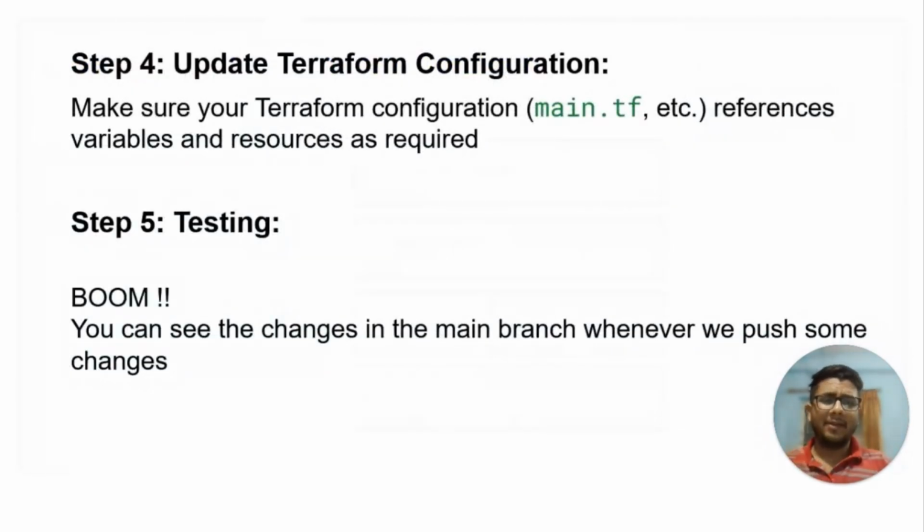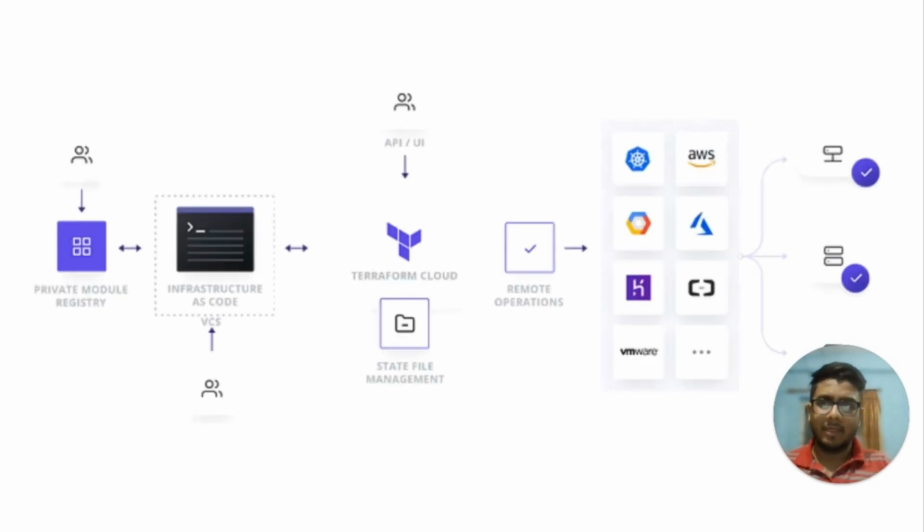Next is updating the Terraform configuration. Update the main.tf as per our requirement, and boom, it will work now. You have implemented GitOps. If you have made any changes, all the triggers will be there. You can also see all the changes in the Terraform Cloud Workflows.